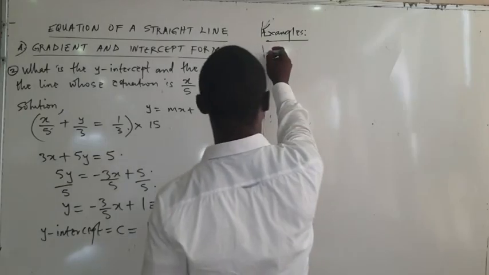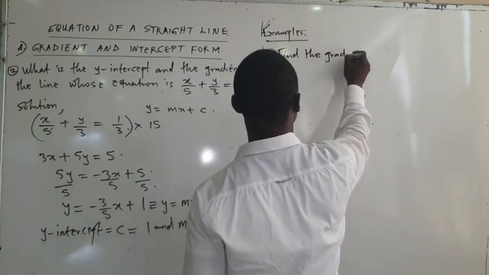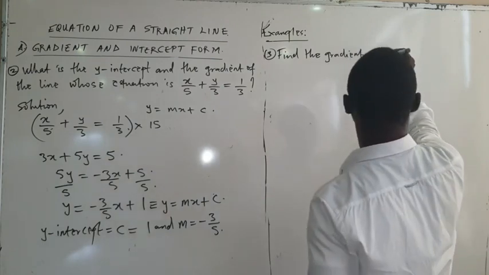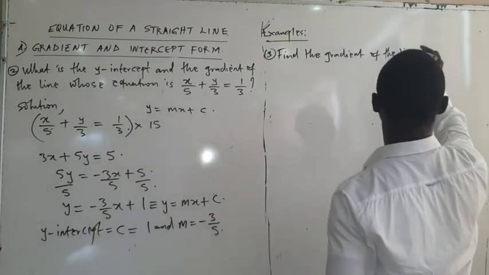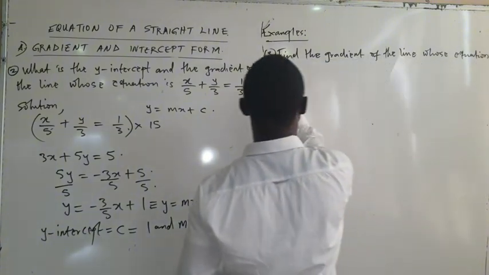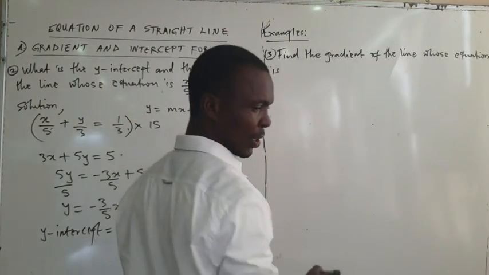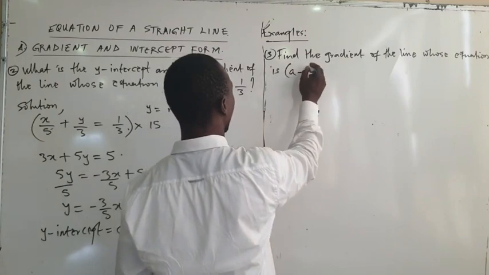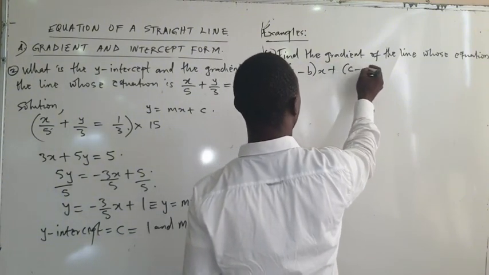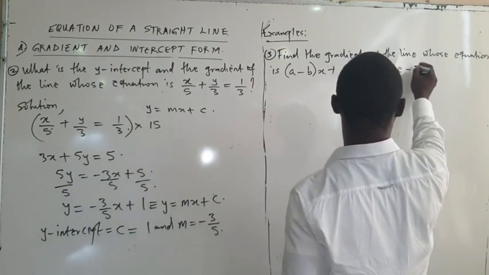Example 2. Number 3. Find the gradient of the line whose equation is (a minus b)x plus (c minus d)y equals e minus f.